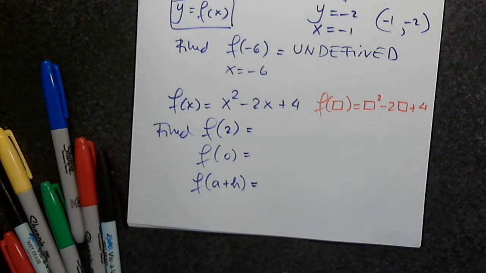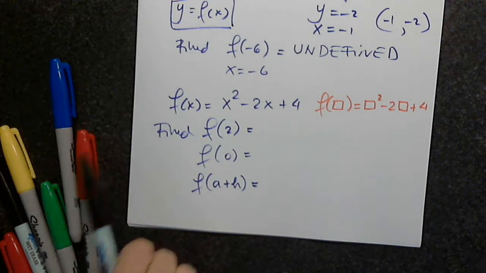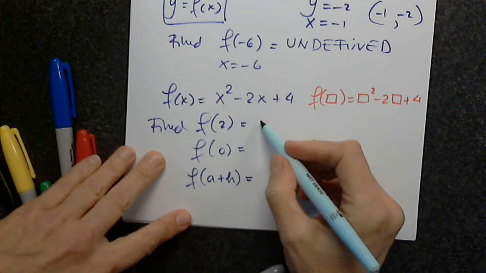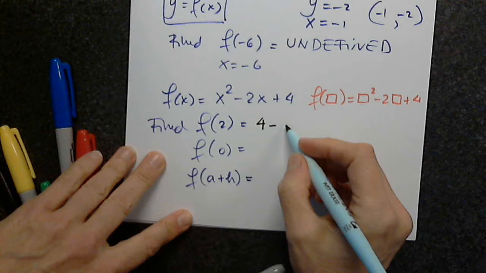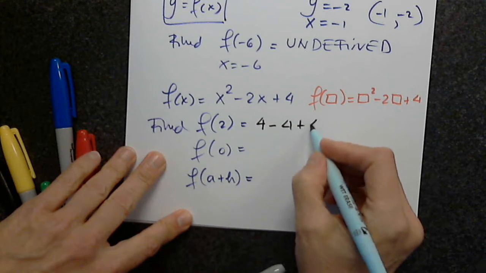Which means, what goes in the box in the first case? What goes in the box in the second case? What goes in the box in the third case? That's it. Once I understand that, I can't make a mistake. So let's plug in 2 and tell me what to write. 4 minus, yes, plus, good.